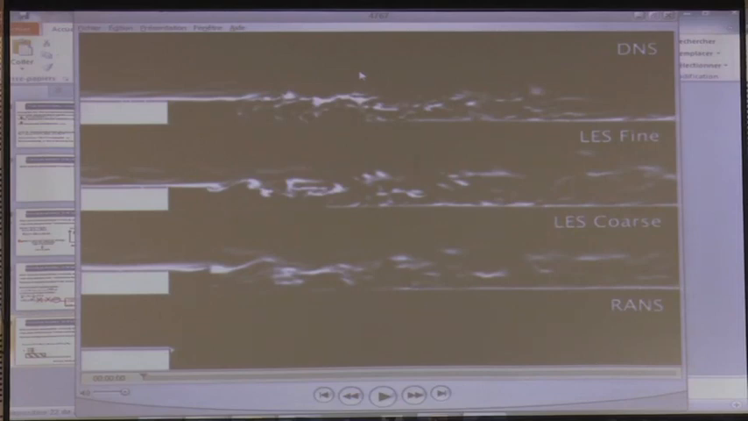The only thing which is modified is the refinement of the mesh and the model which are used. Okay, so we can compare.